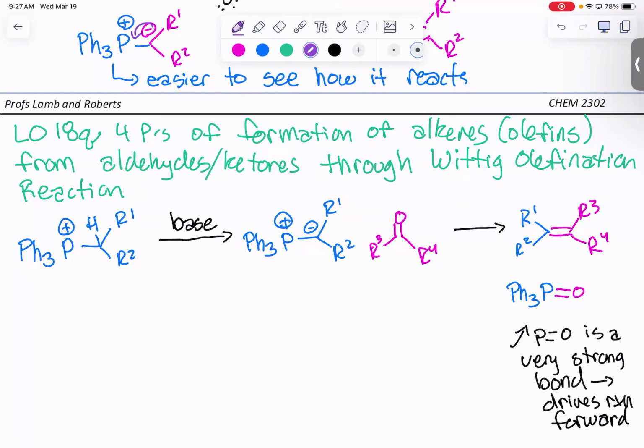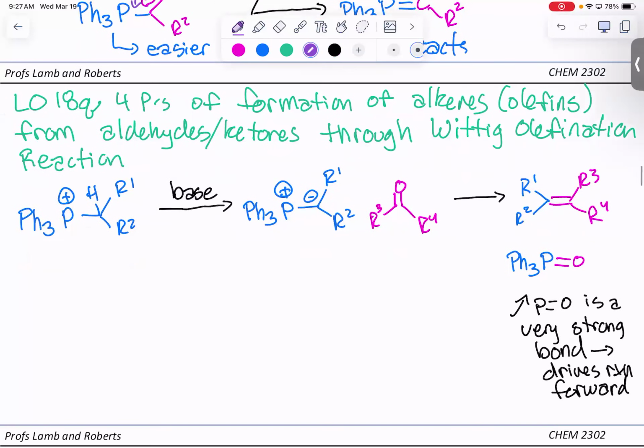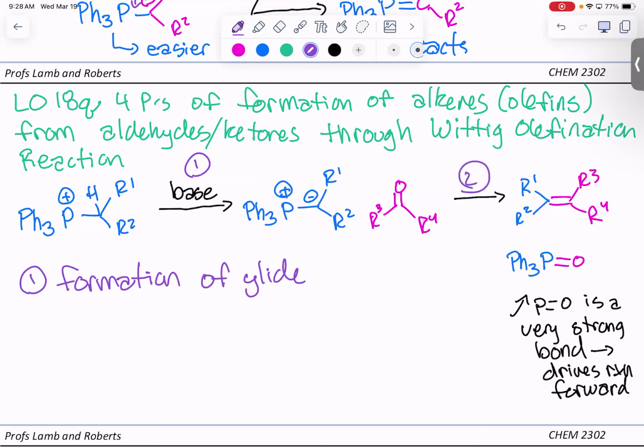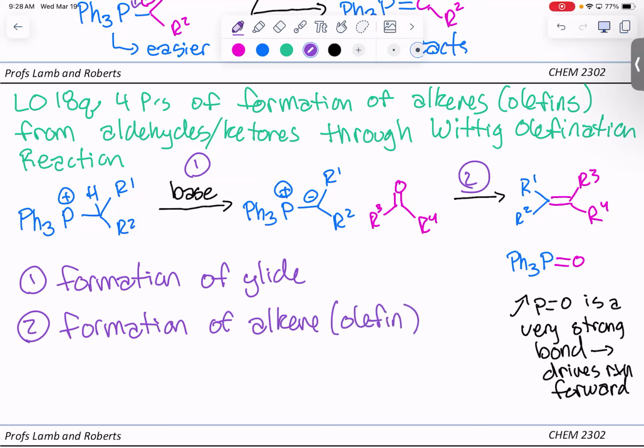All right, so we'll take a look at the mechanism. So first off, the two steps in this reaction are going to be the formation of the ylide, as we said, this weird compound with a plus and a minus on it. And then the second step of the reaction is the formation of the alkene, or as sometimes you see it called an olefin.